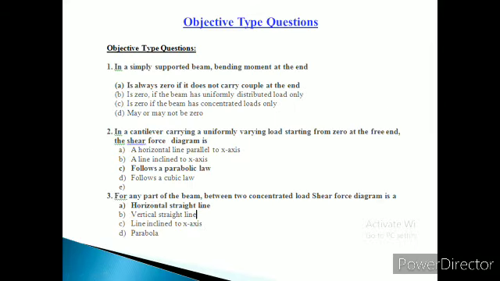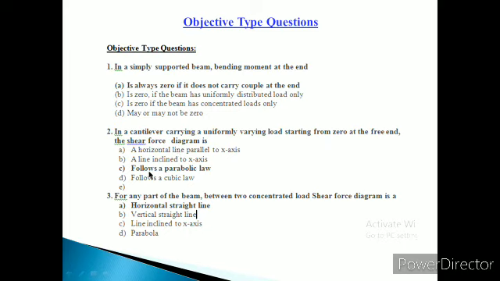These are some of the objective type questions based on our previous lecture. First one, in a simply supported beam, the bending moment at the end is always 0 if it does not carry a couple at the end. This is the answer. What is the reason behind that? The second question, in a cantilever carrying a uniformly varying load starting from 0 at the free end, the shear force diagram is a horizontal line parallel to the x-axis, a line inclined to the x-axis, follows a parabolic law, or follows a cubic law. What is the reason behind that?